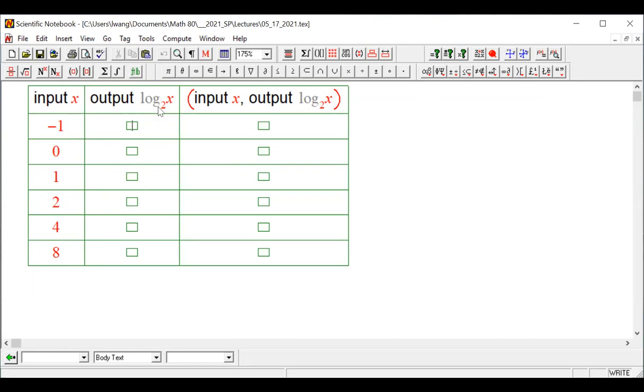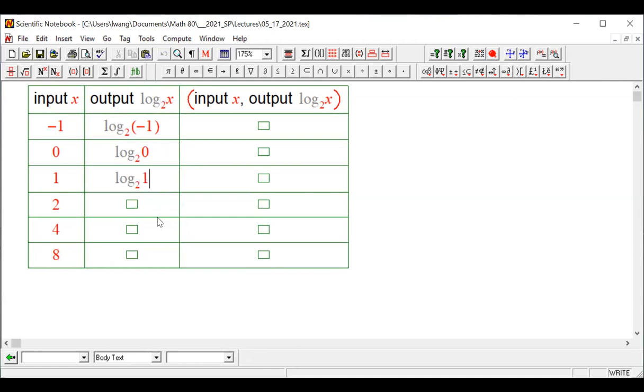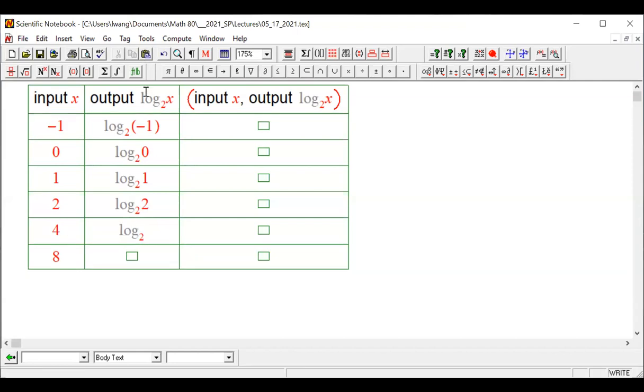So what we need to find out is what is log base 2 of -1? And what is the log base 2 of 0? Log base 2 of 1, log base 2 of 2, log base 2 of 4, log base 2 of 8. Okay, let's see if you guys know how to fill out those numbers. What does that equal to? And can you give me those answers?